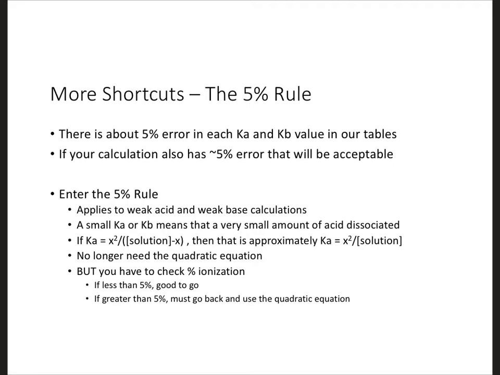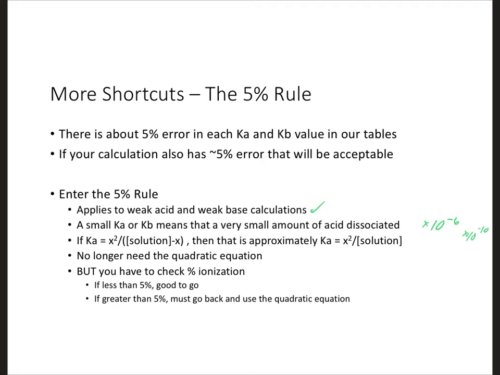If we're going to apply this 5% rule, we need to make sure several conditions are in place. We need to make sure that we're talking about a weak acid and a weak base system, right? So that only a little bit of stuff is going to dissociate. That small Ka or Kb, and when I say small, I'm talking about times 10 to the minus 6, or times 10 to the minus 10. So these really small numbers, those small Kas or Kbs, mean that very small amounts of that starting reactant are going to dissociate. So not much dissociates at all when you have a Ka or Kb that's really small.